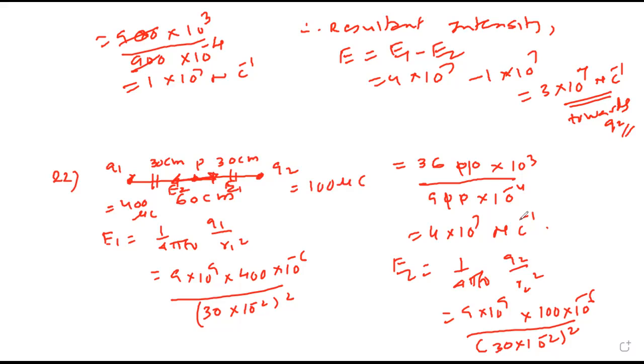If they ask only magnitude, you will stop at 3 into 10 raised to 7. If they ask for the field, then you have to write the direction too.